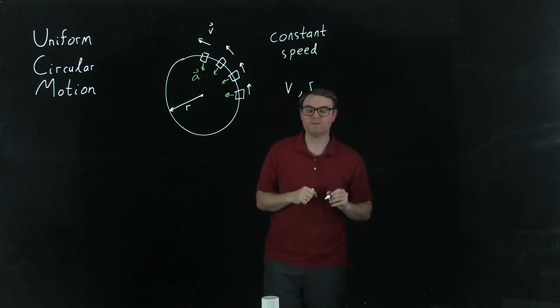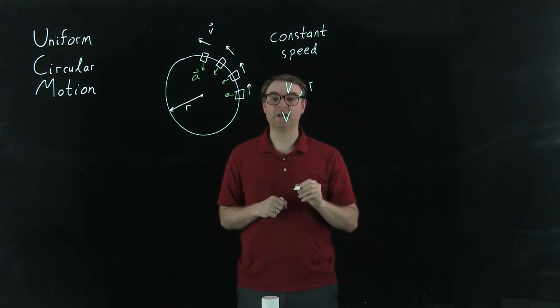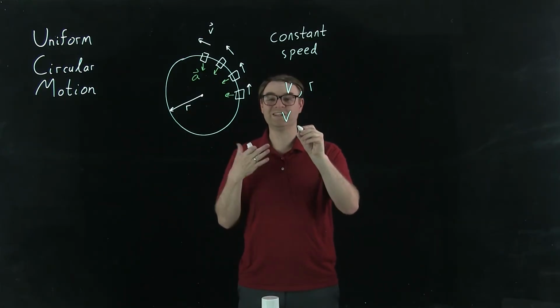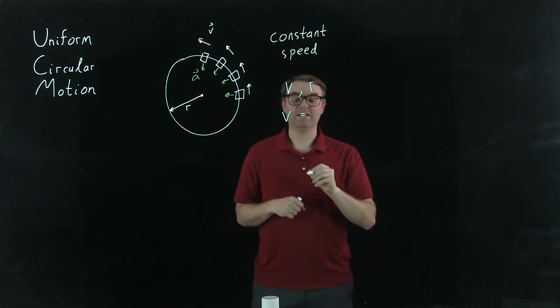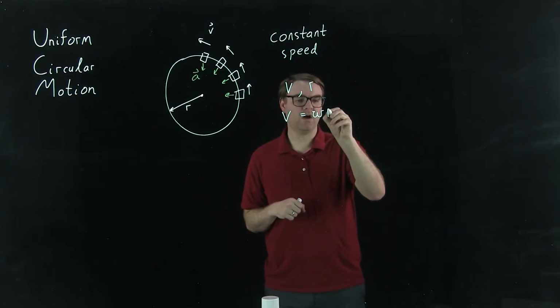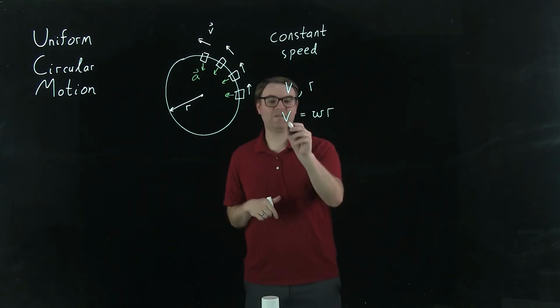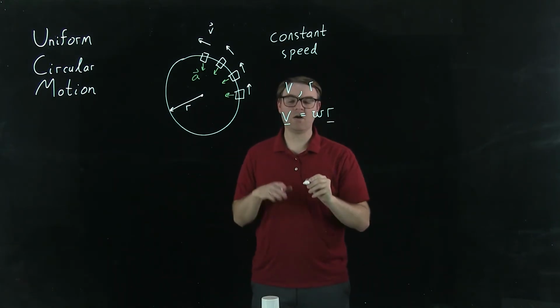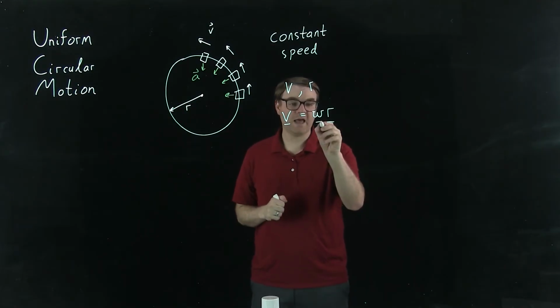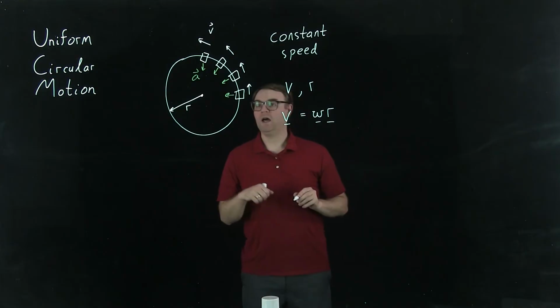And we know from what we've talked about with angular motion that there's a relationship between the translational velocity, or the translational speed v, and the angular speed omega, and that those two things are related by an equation like this one. Which means that if I've got a constant v and a constant r for uniform circular motion, I also have a constant angular speed omega.